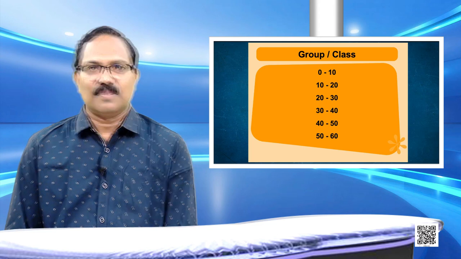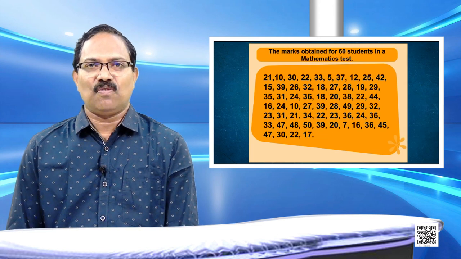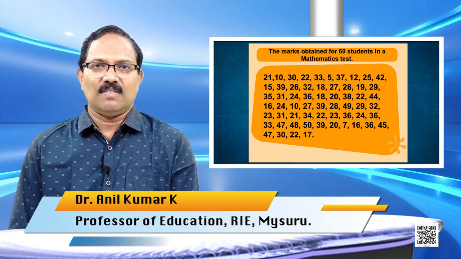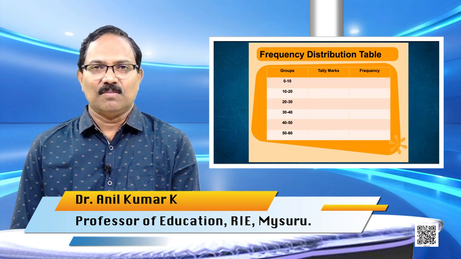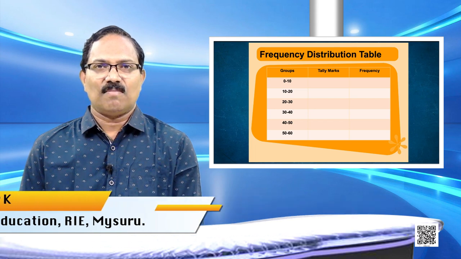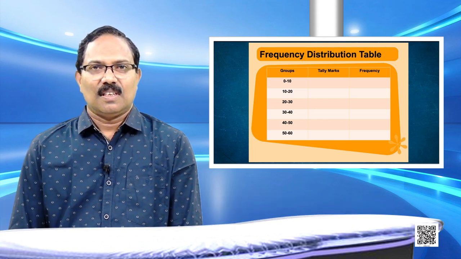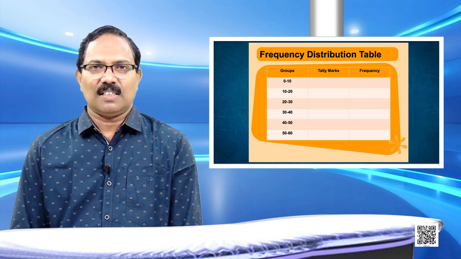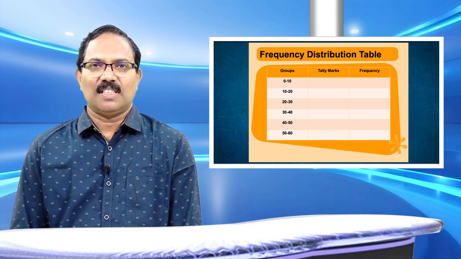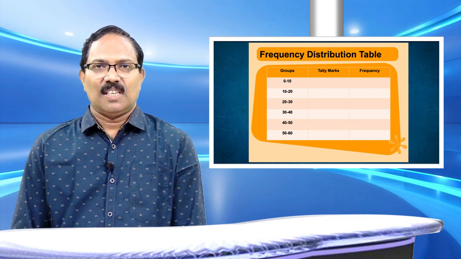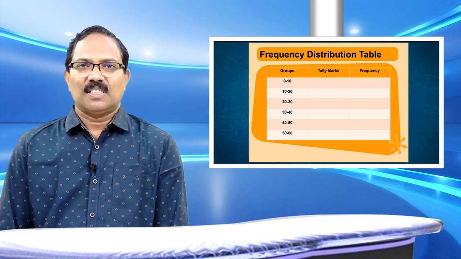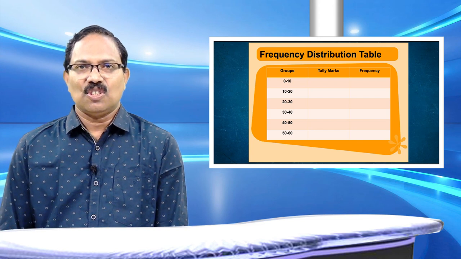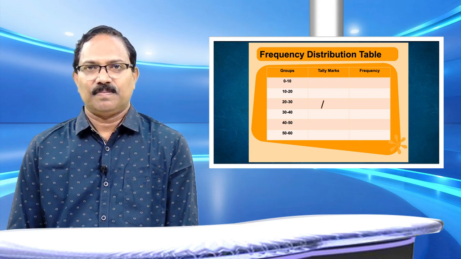In order to construct a frequency distribution table for this data, we use a similar procedure to the earlier example. We make a table with 3 columns. The first column represents the groups. The second column represents the tally marks and the third column represents the frequency. Now, let us start from the first score, that is 21. 21 falls in the 20 to 30 group. So, put a tally against that group.